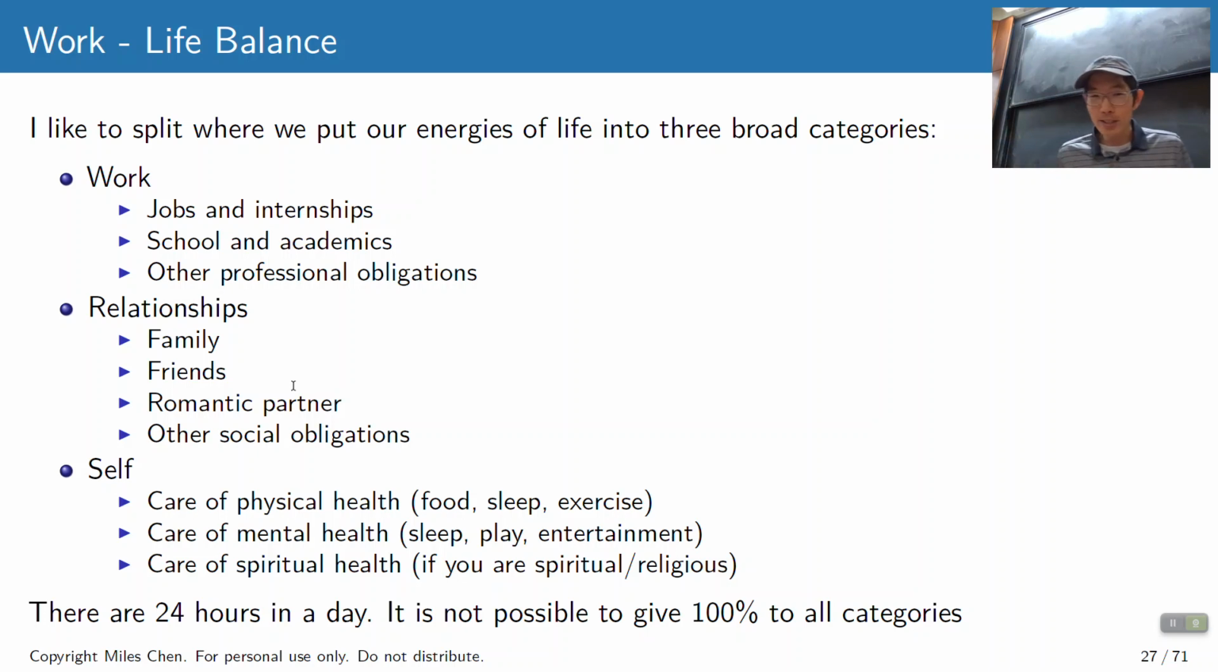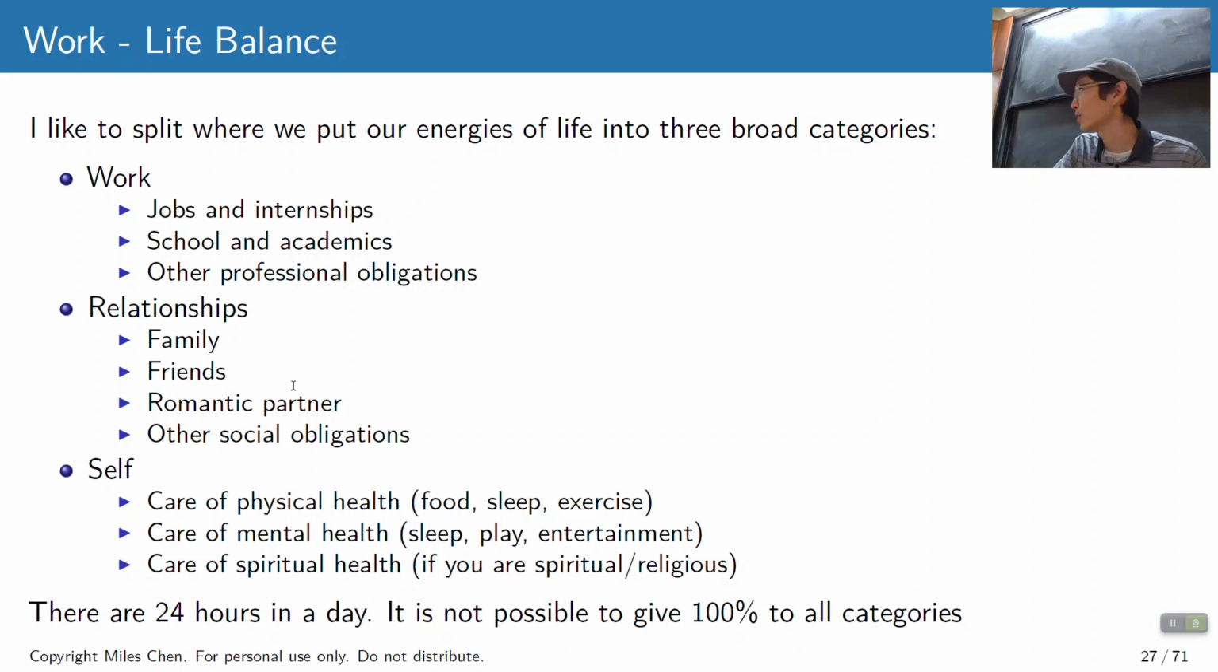And the thing is that, throughout your life, there's going to be a whole bunch of stuff that's demanding your time and energy. I broadly put it into three categories: work, relationships, and self. Work includes literal work like jobs and internships, but also, right now, school and academics. Any other professional obligations fall there. Relationships will be your family, your friends, a romantic partner if you have one, and any other social obligations. School clubs could fall in both work and relationships.